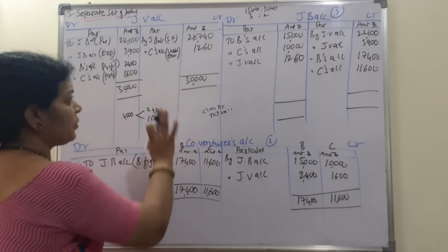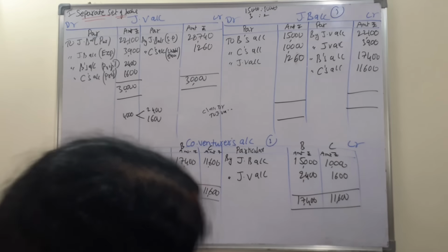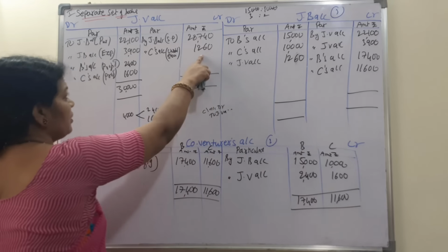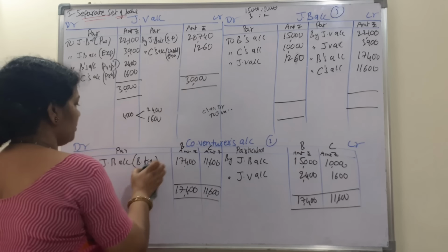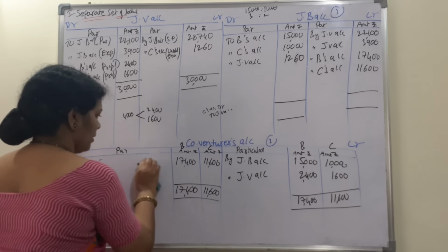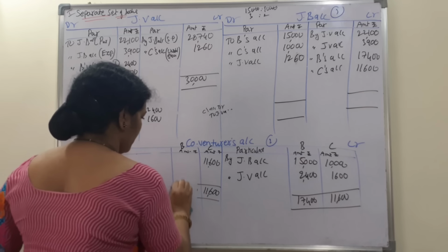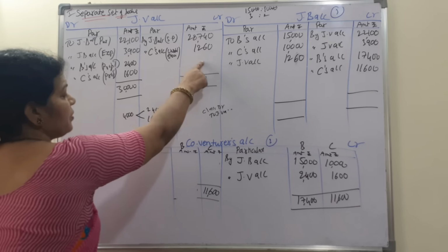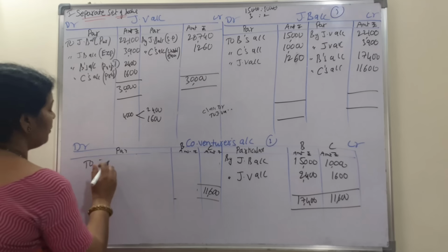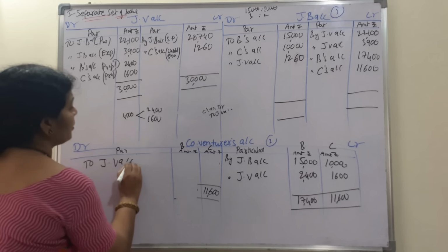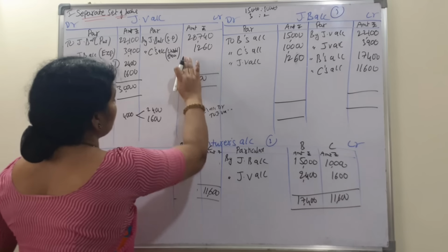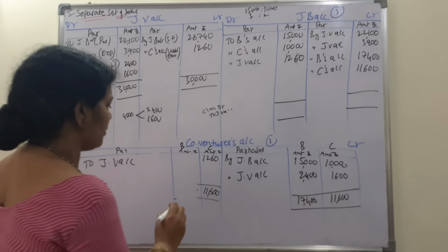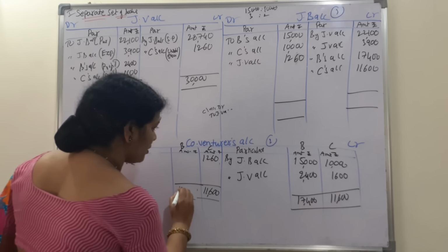Yeah, one more thing is left. Wait a minute. 1260 is here. C is credit side, it is there. Credit side means here it comes. C we did not transfer it. C is here, credit side. Credit means debit side it comes. To joint venture account 1260, C. That's it. Now we can close it.